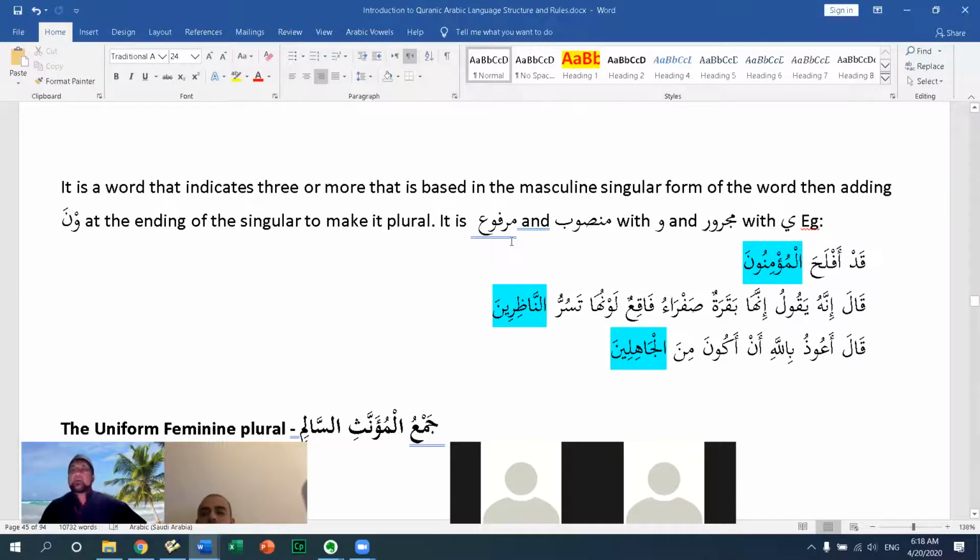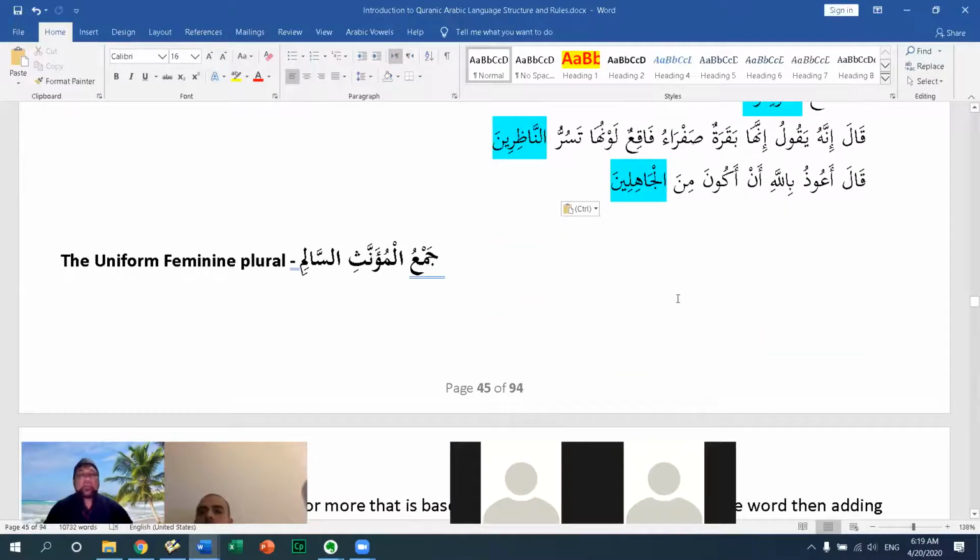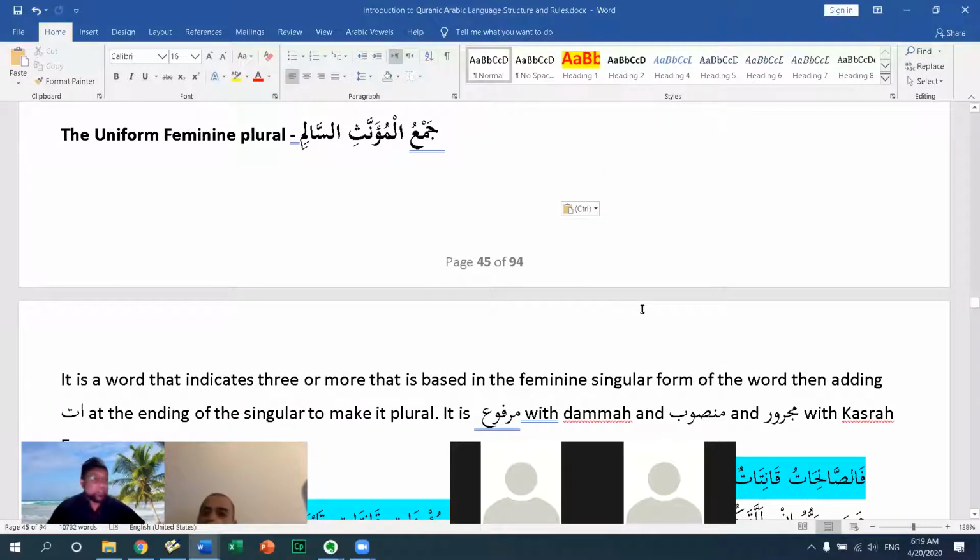It's a word that indicates three or more bases. It is marfu' with waw, and mansub and majroor with ya. Yeah, that got dragged in the wrong place. It is marfu' with waw and mansub and majroor with ya sakina. جمع المؤنث السالم.